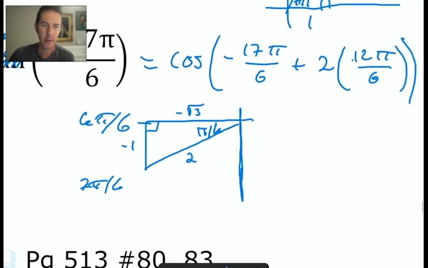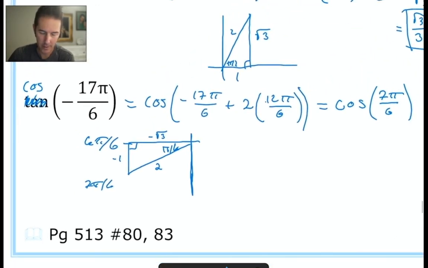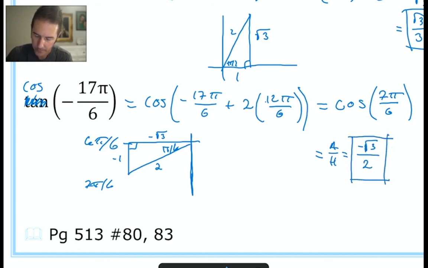Now that we've got a great diagram, we can answer our question, which was, what's the cosine of negative 17 pi over 6? Well, that's equal to the cosine of 7 pi over 6. And cosine is equal to adjacent over hypotenuse, which based on the triangle that we drew and the reference angle that we have, the adjacent side is negative root 3, and the hypotenuse measures 2. Make sure that your negative is very distinguishable from your square root symbol there. Negative root 3 over 2. That was a good one.